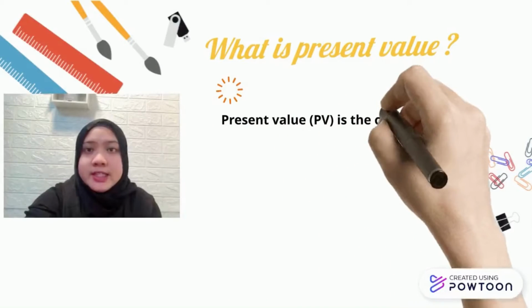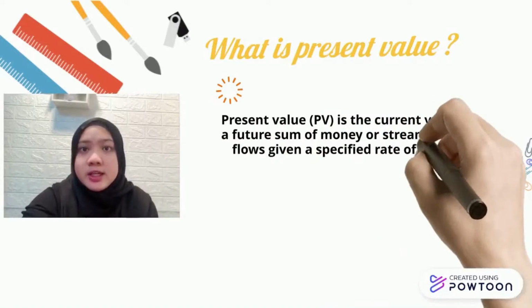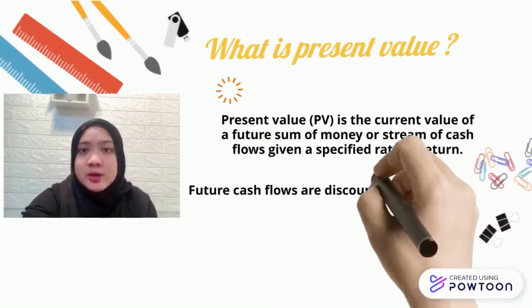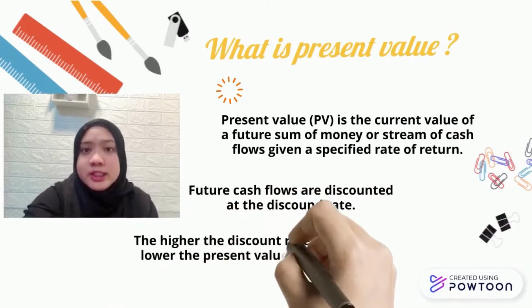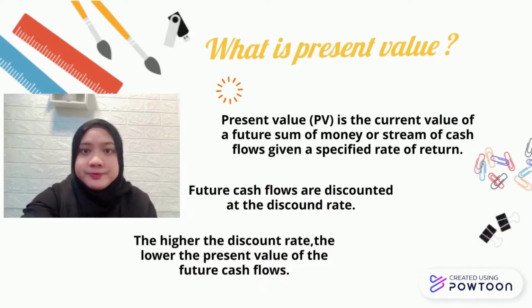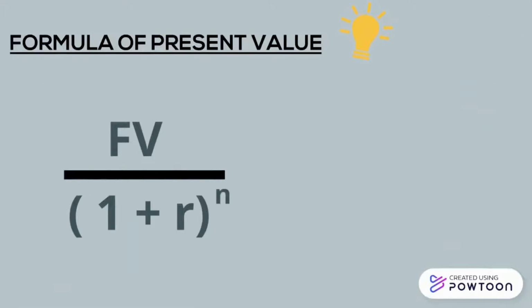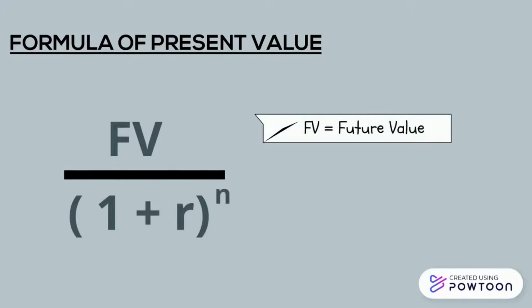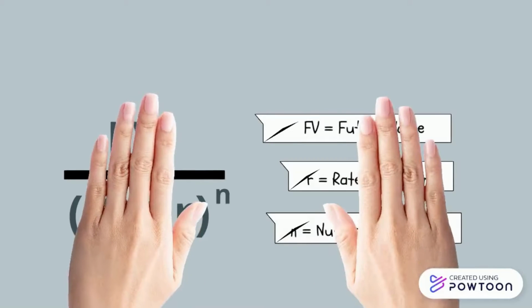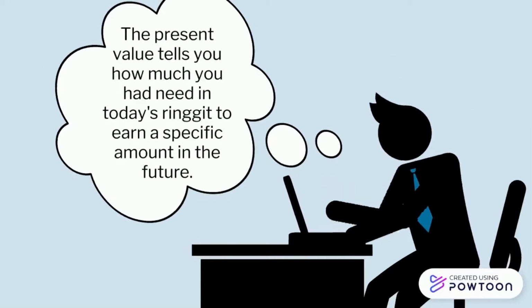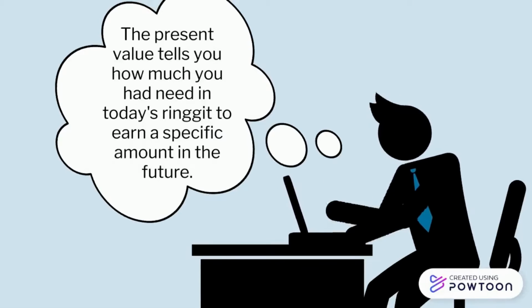Present value (PV) is the current value of a future sum of money or stream of cash flows given a specific rate of return. Future cash flows are discounted at a discount rate. The higher the discount rate, the lower the present value of the future cash flows. Formula of present value: FV divided by 1 plus R to the power of n, where FV is future value, R is rate of return, and n is number of periods. The present value tells you how much you would need in today's ringgit to earn a specific amount in the future.